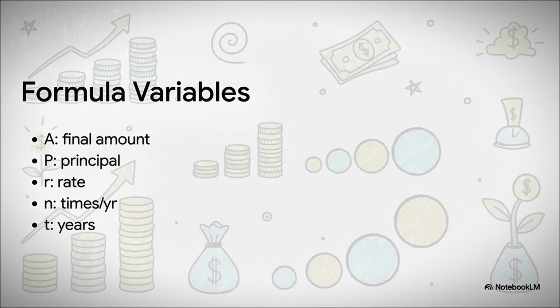We always write this as a decimal just to make the math work out. Next up is N, and this is a big one. It represents the number of times the interest is compounded per year. Is it happening annually, monthly, daily? That is your N. And finally, T is the number of years. When you plug these inputs in, you're essentially mapping out exactly how your money is going to behave over time. It's a completely predictable engine.